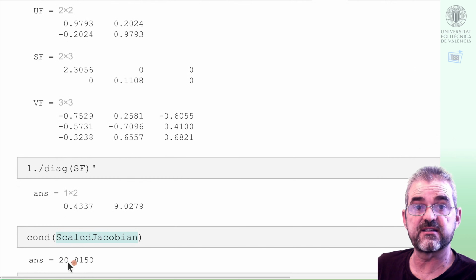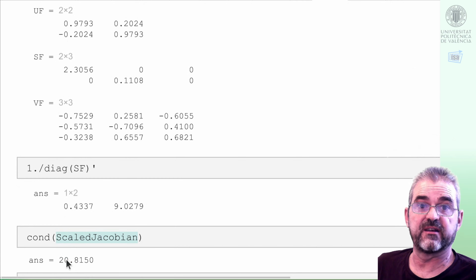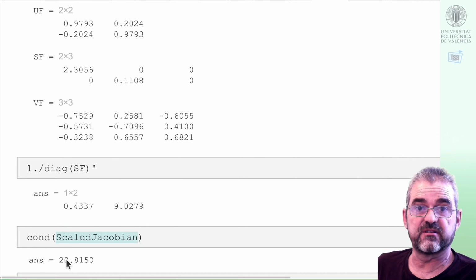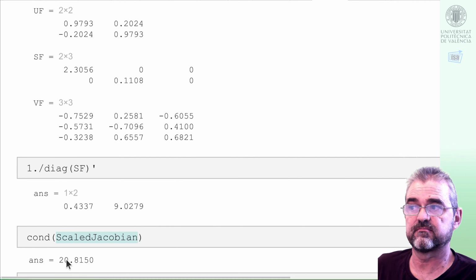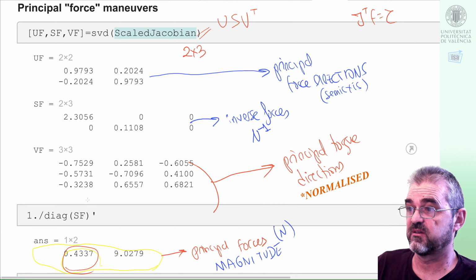We can see that this scale Jacobian has a condition number of 20, which means that we can counteract 20 times more force in one direction than in the perpendicular one. This ill-conditioned stuff usually appears when we are close to singularities, as in this case. And now we are in conditions of understanding the meaning of the V matrix, these principal torque directions.